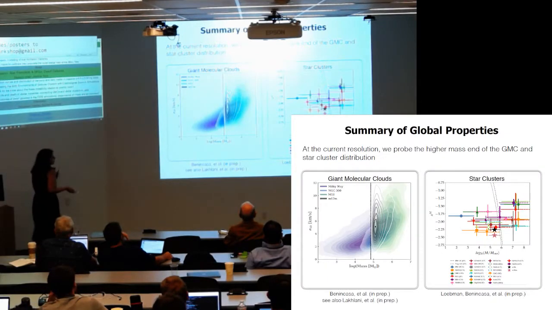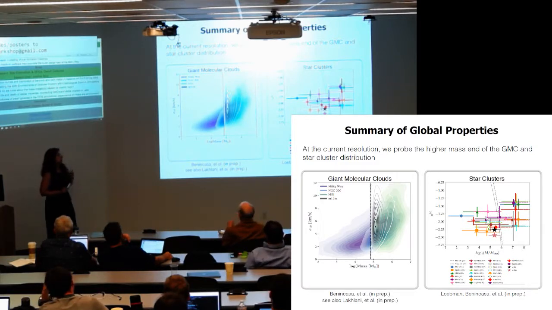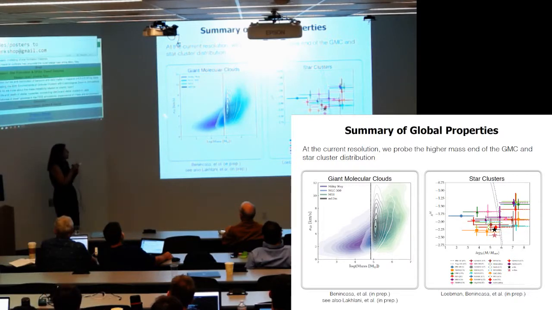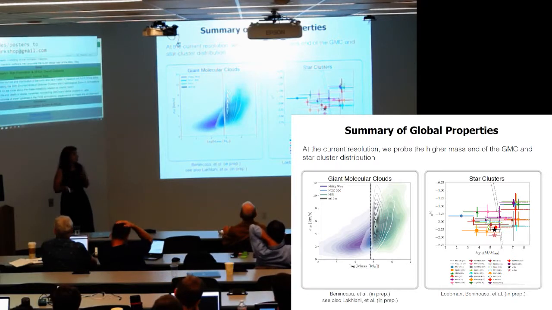Once you have your sample, you of course have to make sure that when you compare to observed clouds in the local universe and observed clusters in the local universe, you're sort of in a good space. So we can start by looking at the giant molecular cloud sample. So plotted here is the 1D velocity dispersion inside a cloud as a function of the cloud mass. This dashed line shows you where our resolution limit basically is, where we trust the internal properties of the objects we find.